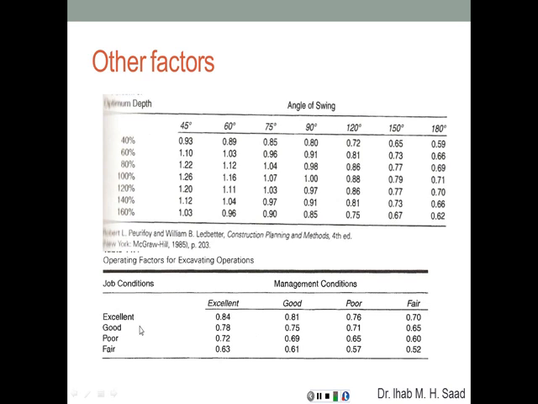On the job conditions, which is again something that you can control, for example, cleaning the site, having no obstacles, having a clear line of sight for the operator, having the equipment close to your excavator or your shovel so as to minimize any travel time. So if it's excellent, you get 0.84. If it's poor, you get 0.72, and so on. So these are the job conditions, and these are the management conditions. The management conditions, again, are something that you can control as a project manager.